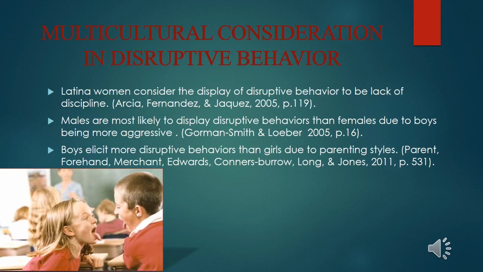So basically, if a child, especially the male child, does something and it's not corrected right away, they will continue doing it.